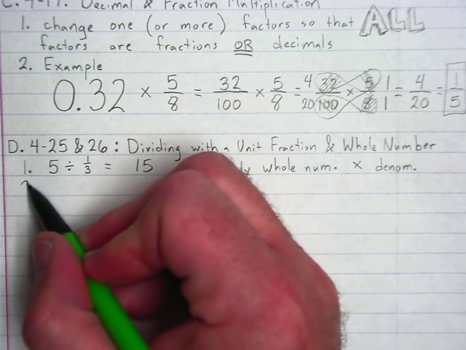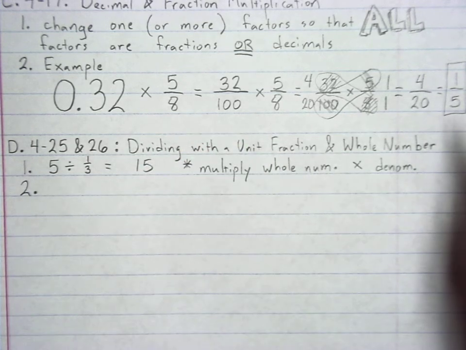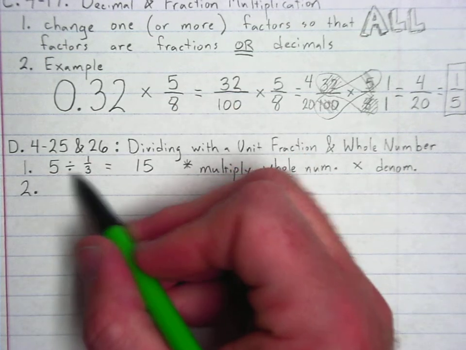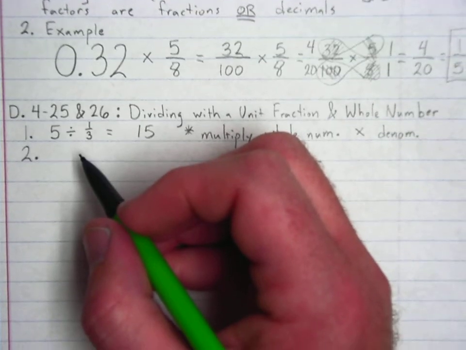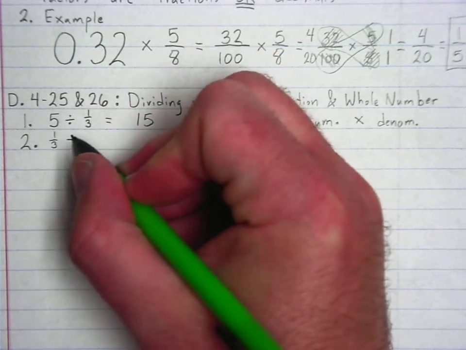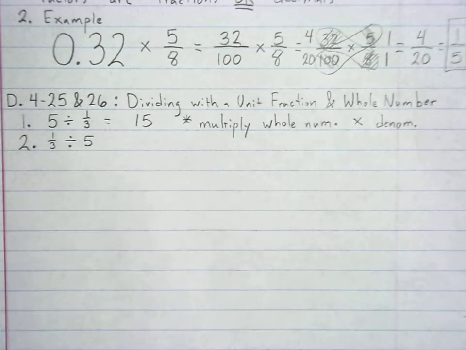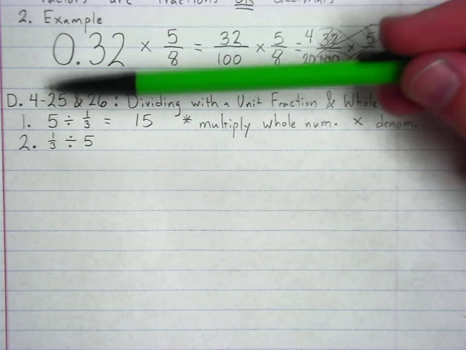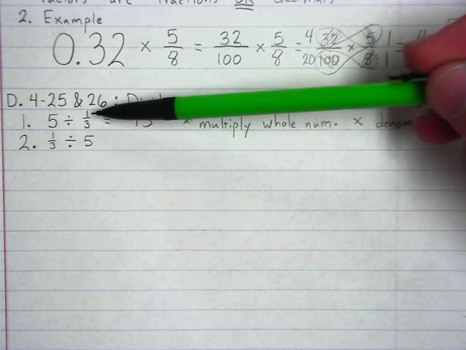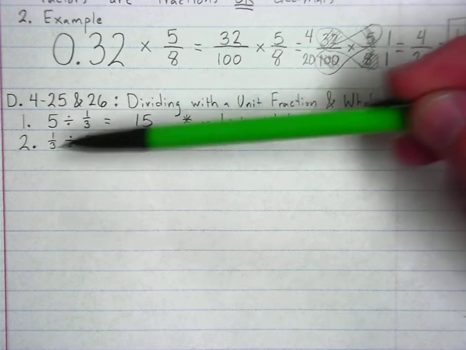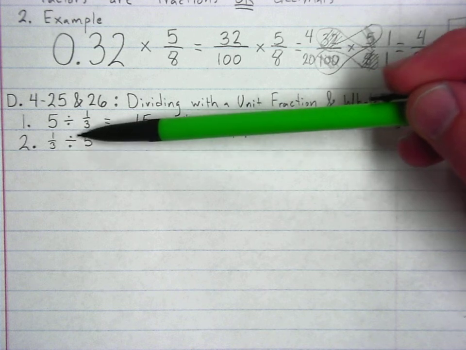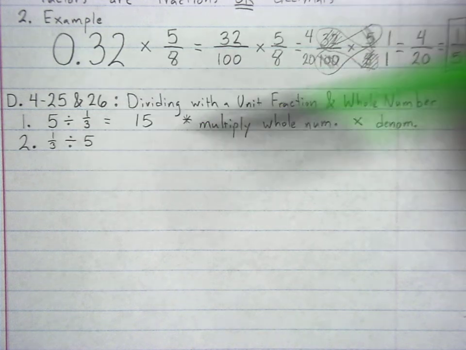Now you're going to do something very similar when the unit fraction comes first. Let's say that instead of 5 divided by 1/3, I had 1/3 divided by 5. So in this first case, I had 5 wholes. I had 5 complete pizzas, and I'm dividing each one into thirds. This time it's the other way around. I have 1/3 of a pizza left, and I'm dividing that into 5 groups.